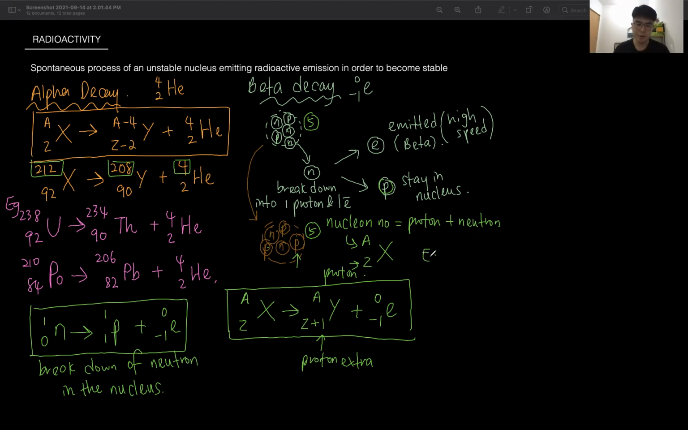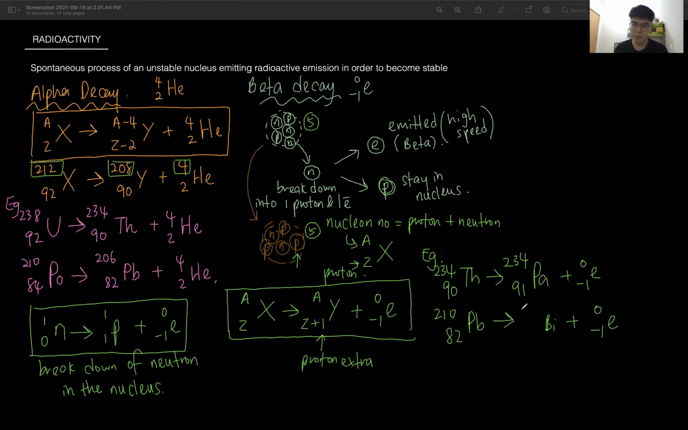All right, examples. Thorium, Th 234 90, undergoes beta decay into protactinium plus a beta particle. What is this number here? The nucleon number does not change, so 234, and the proton number has one extra, plus 1, so it's 91. Another example, lead 210 82 undergoes beta decay into bismuth, Bi, plus a beta particle. This one is 210, the nucleon number does not change, and the proton number plus 1 is 83.